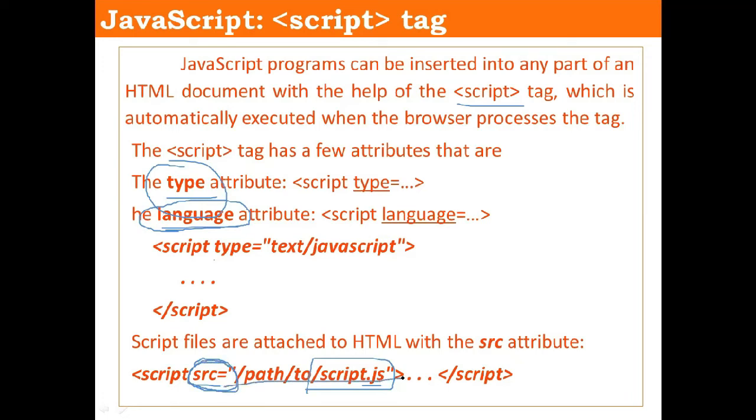We can just mention the path if it is present where the HTML page is. We don't want to give the absolute path, we can give the relative path. Relative path means where the HTML is present, the script is present there too, so we can directly give source equal to script.js. We don't need to give the absolute path.